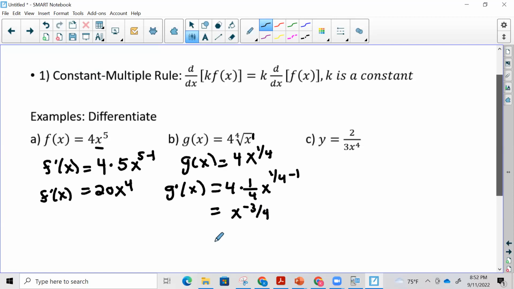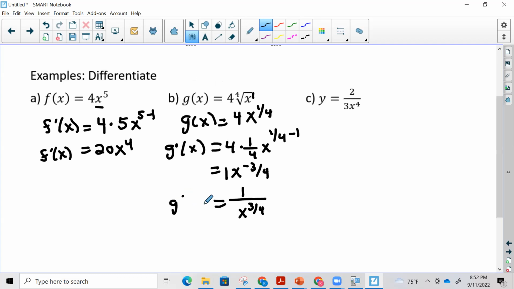And again, if they ask you to simplify, then this would go into the denominator. And the number again that we write here is 1. So that's what goes in the numerator. And if you had to rewrite it as a root again, it would be 1 over the 4th root of x cubed. This is always the index on the root. This is the exponent on the variable.